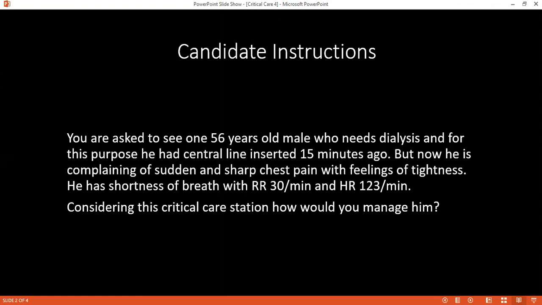There's a chance of injury to a vessel, so I might encounter some bleeding. There might be injury to the lung as well whilst I'm doing this. And there's a chance that I can induce a tension pneumothorax as well. It could even be perforation of the right atrium leading to cardiac tamponade, arrhythmias, etc. Okay, you have to memorize at least 3 to 4 on your fingertips.